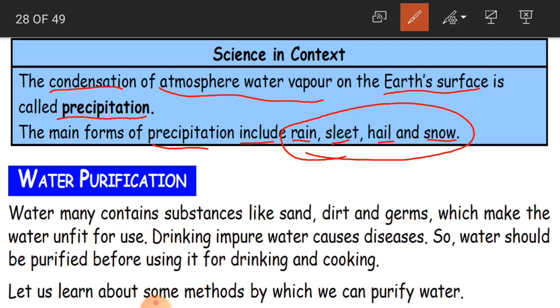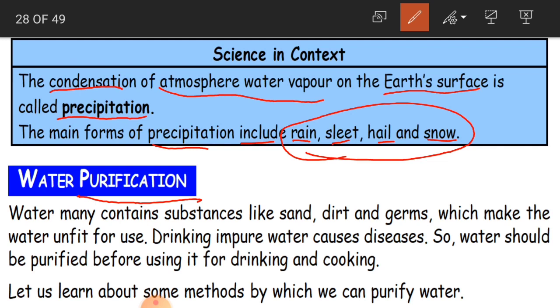Now we learn about water purification. What is purification? Removing all impurities is known as purification. And what are we removing? Impurities from the water. How we are going to remove the impurities of water is known as water purification. Clear, children?